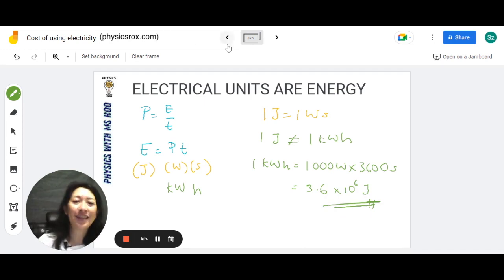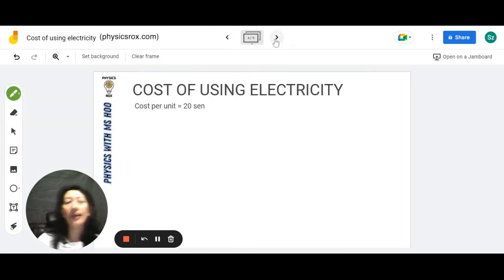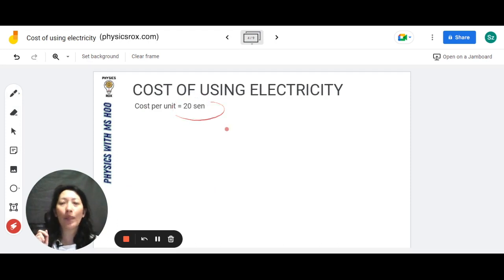Okay, so now let's get to calculating the cost. Here's an example. Let's say we want to calculate the cost of using electricity, and the question tells us that the cost per unit is 20 cents. So you see over here, unit means electrical unit. So cost per unit means cost per 1 electrical unit. That's the cost per 1 kilowatt hour. So every 1 kilowatt hour, for example, say it costs 20 cents.